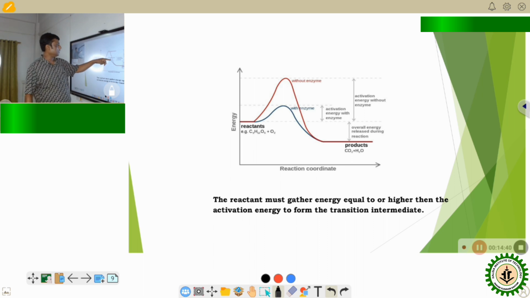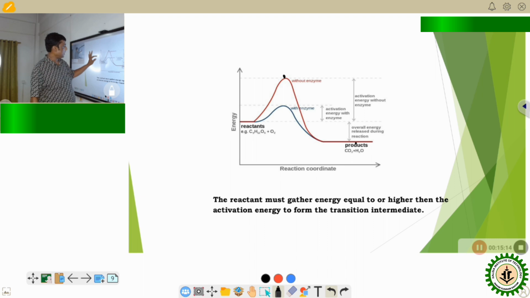Now here, without enzyme. Now in presence of enzyme, we can see the same reactant taking part in the reaction, but in presence of enzyme the height of this point lowers down. So if this is the internal energy, the total energy reaches up to this one. This extra energy needed by these molecules to convert into product is called activation energy.